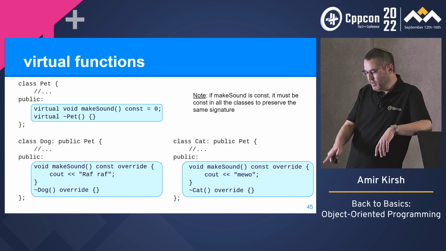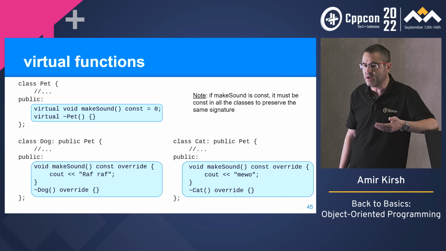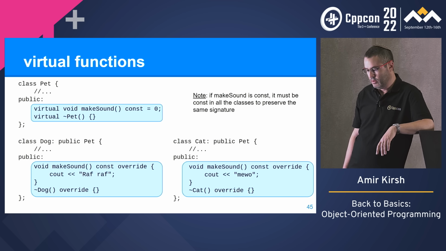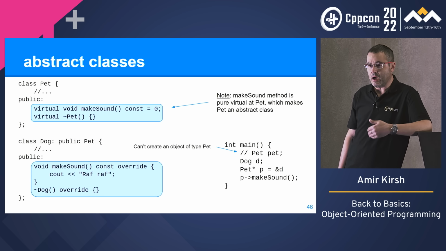Or if one of them is const and the other is not, since I'm using override, saying that I'm overriding the function from the base, I would get a compilation error. So they are all const. Now, since I did the equals 0, it means that they are pure virtual, which means you must implement it in the derived class, otherwise the derived would also be abstract. And an abstract class cannot be instantiated.